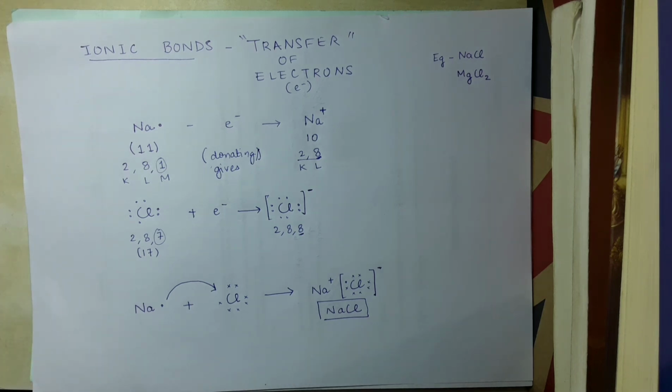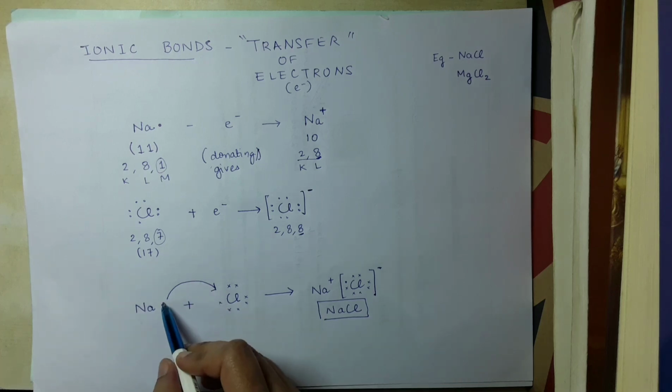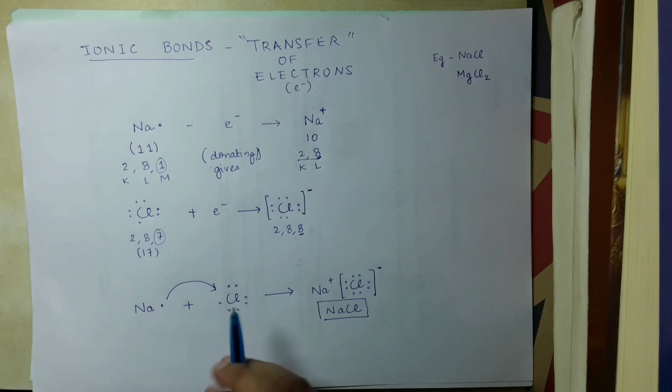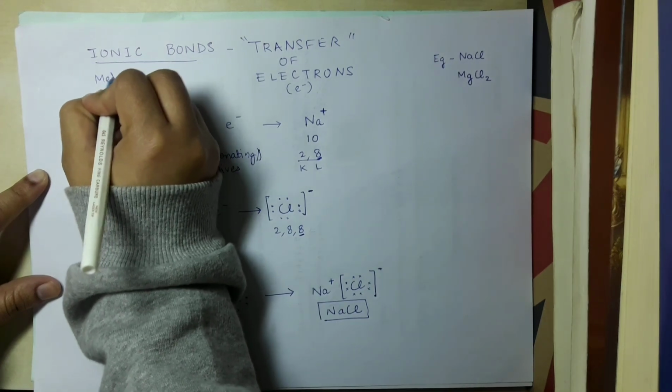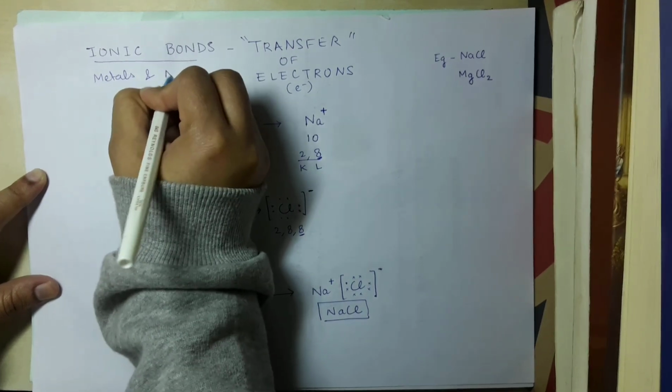I'll just summarize what I've covered in this topic, ionic bonds. So basically we need to remember that ionic bonds are always formed by transfer of electrons. Somebody is transferring an extra electron it has to somebody else. And one more thing I should cover is that ionic bonds would generally be formed between metals and non-metals.